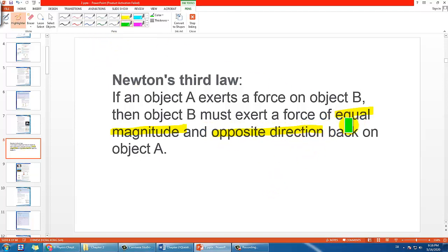One thing that you should also notice is that they should be on two different bodies. So that means if object A exerts a force on B, then B will be exerting a force on A instead. And the relationship, as said, will be equal in magnitude and opposite in direction. So let's take a look at some examples here.